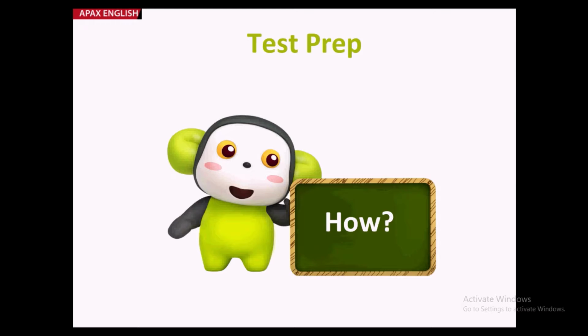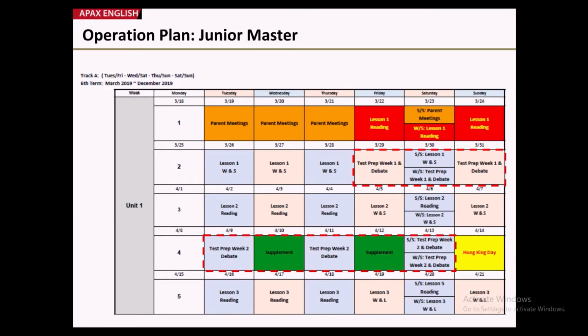Moving forward, how do you know what week to teach and what material to prepare? If you look here at the Junior Master operation plan, you can see that whatever week you're teaching is outlined. We can see that the first week there is test prep week 1, and then moving on to the second red box, you can see that it's test prep week 2. So that's outlined on the operation plan.